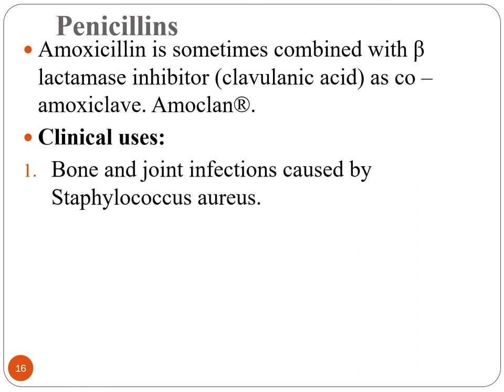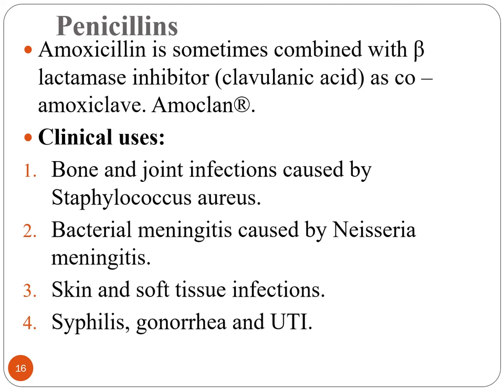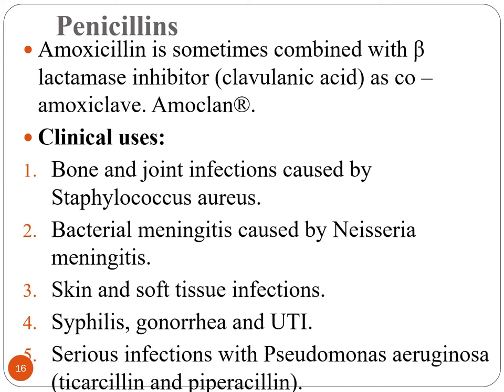The clinical uses of penicillins. Penicillins are used for bone and joint infections caused by Staphylococcus aureus, also bacterial meningitis caused by Neisseria meningitidis, also for skin and soft tissue infections, and syphilis, gonorrhea, and UTI infection. All of these are sexually transmitted infections. Also, penicillins can be used for serious infection with Pseudomonas aeruginosa, as I mentioned, especially extended spectrum penicillins such as ticarcillin and piperacillin.